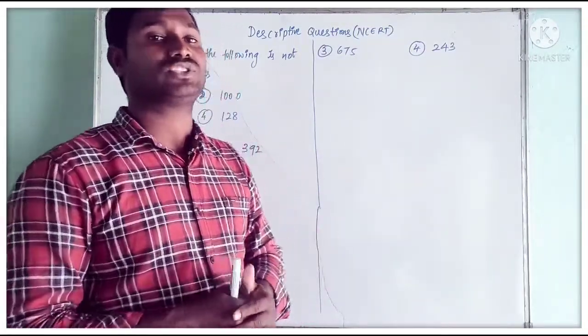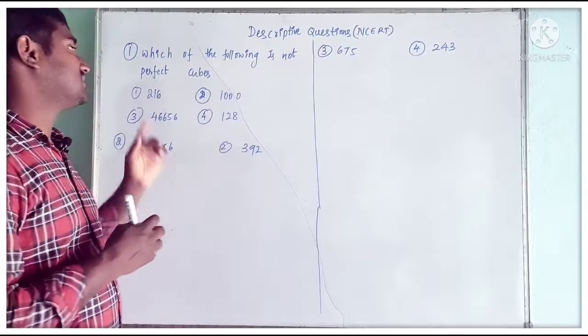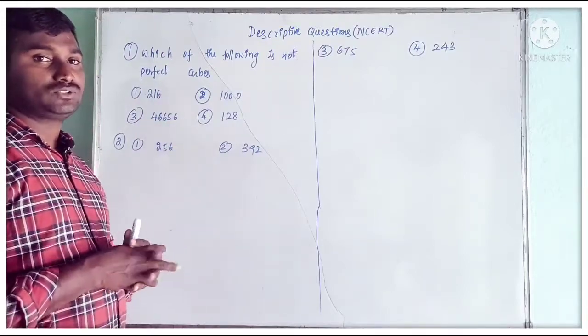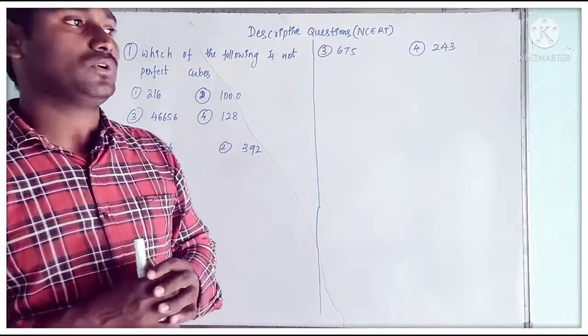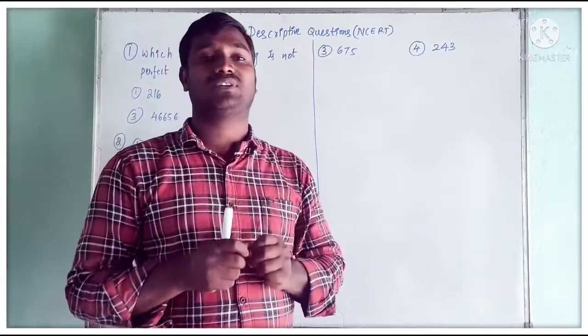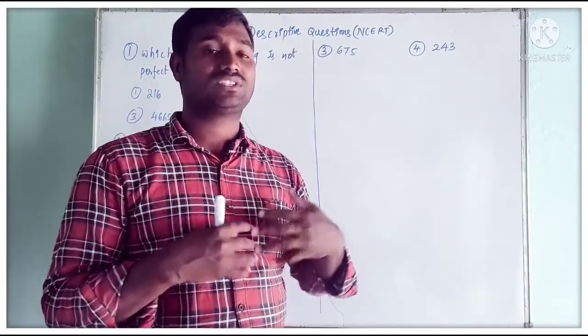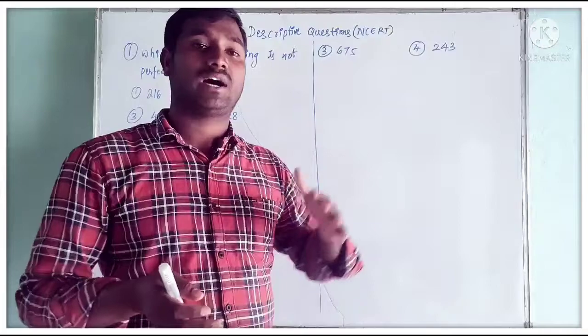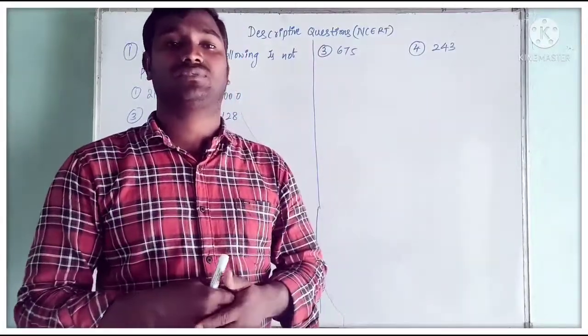In the first question, they ask which of the following is not a perfect cube. Generally, we should know at least 10 perfect cubes, so that we can easily identify among the given options which is not a perfect cube.